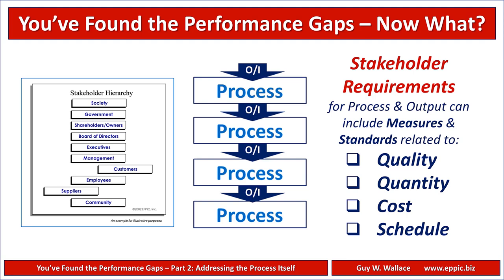So the idea here is that the process outputs can be measured, the process itself can be measured in terms of these dimensions, these measures. And there could be very specific standards related to each one of these. We need to understand that when we're looking for gaps, because if you don't meet the standards of the measures of the processes or outputs, that's where you get a gap.